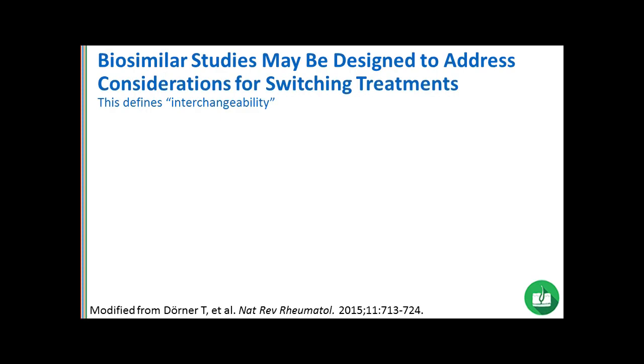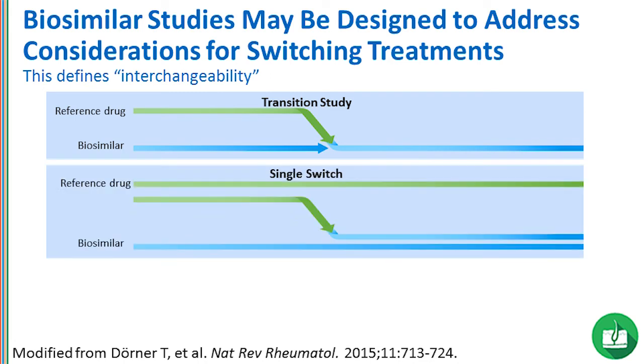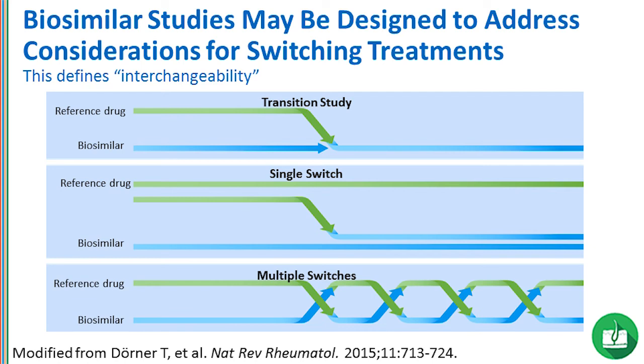Now, there are several biosimilar studies that may be designed to address considerations for switching treatments, the question that is brought up in the case. This defines the term interchangeability. On the top is an example of a transition study, where a patient is on a reference drug and another arm is on a biosimilar, and then at some point in time, all the patients are on the biosimilar. In the middle, we see an example of a single switch study in which a patient is on a reference drug and then gets switched to a biosimilar. The last table you can see is a multiple switch study where patients in both arms are constantly being switched back and forth, and during this period of time, efficacy and safety are being monitored.